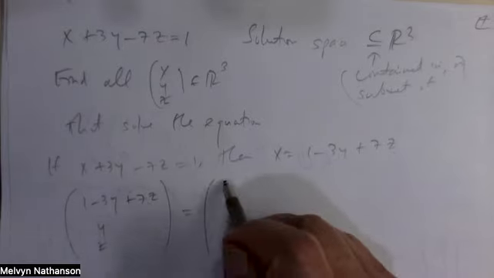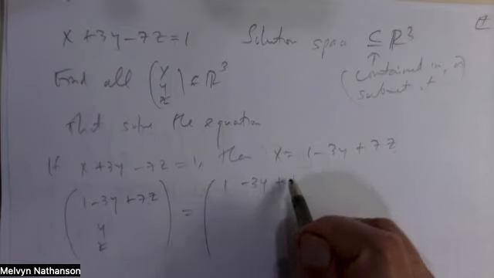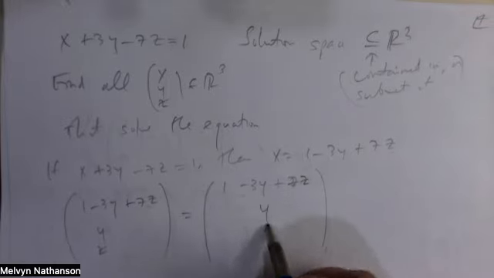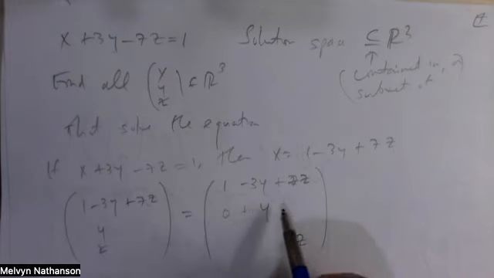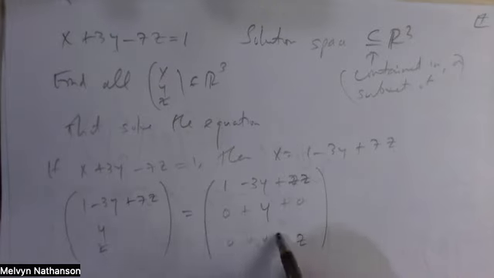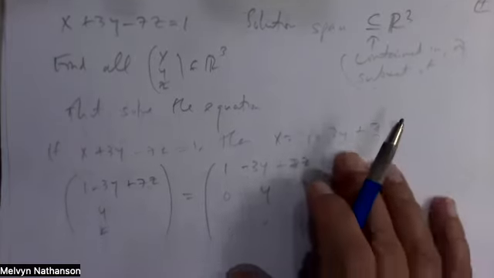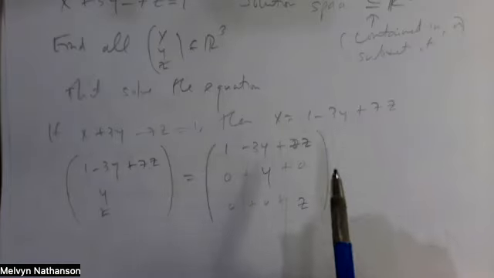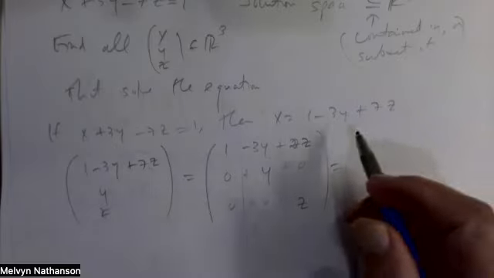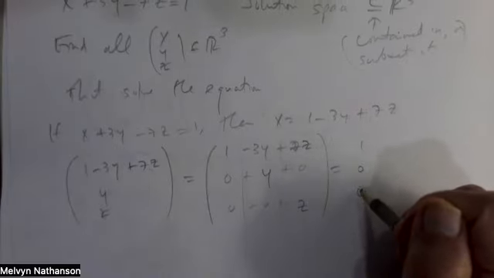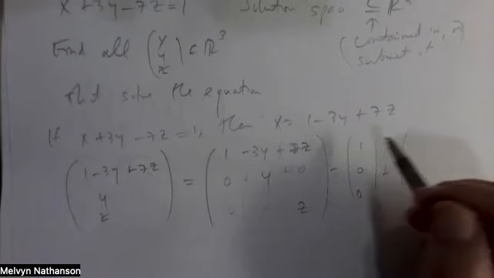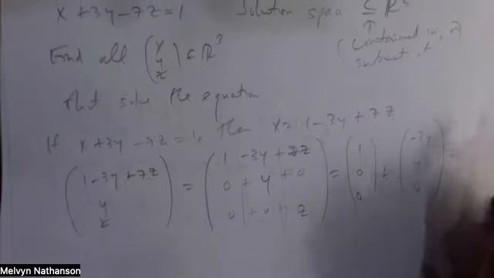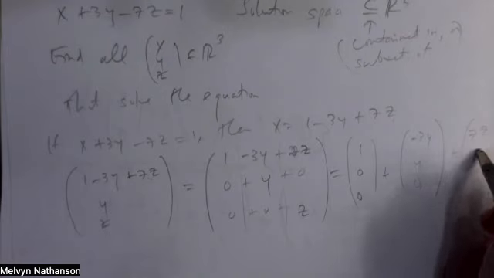I'm going to do something which you would never do, except maybe when you're learning how to do this. This is y, and this is z. This is sort of like 0 plus 0, 0 plus 0. I'm just trying to line this up so that in my imagination I have the scalars, the y's and the z's, in columns. So I can write this as a sum of the following three vectors: (1, 0, 0), plus (minus 3y, y, 0), plus (7z, 0, z).